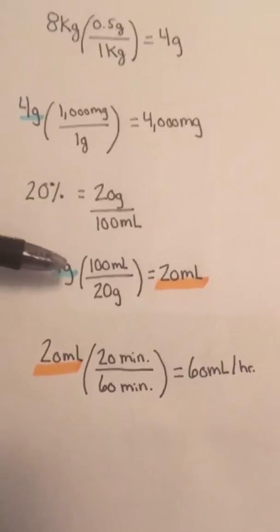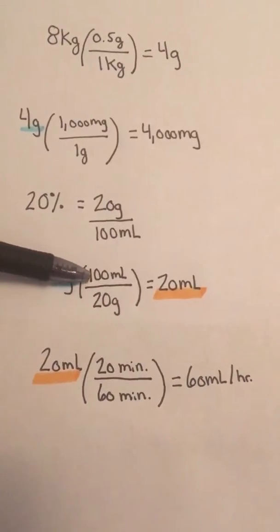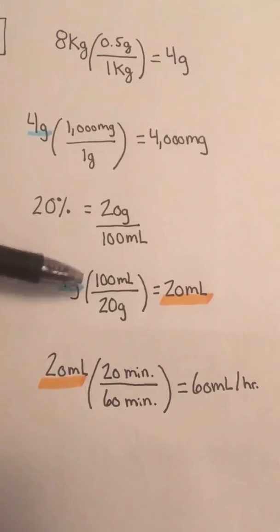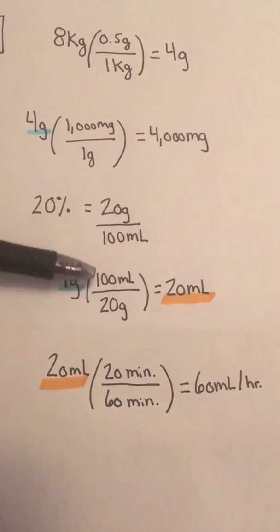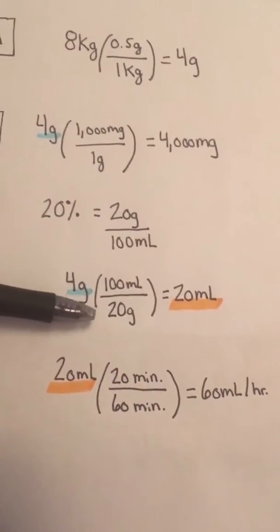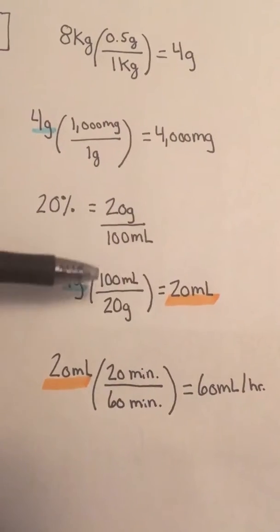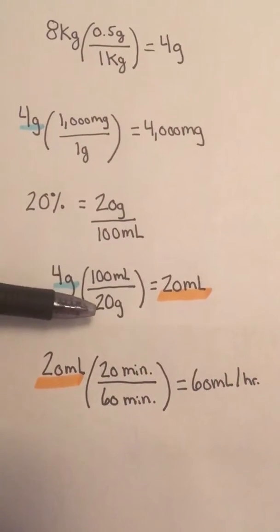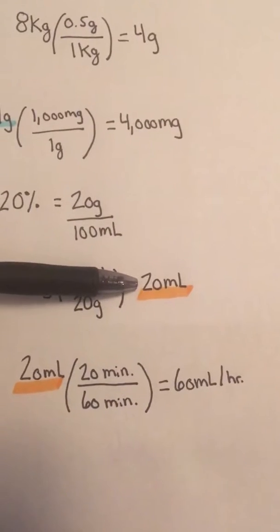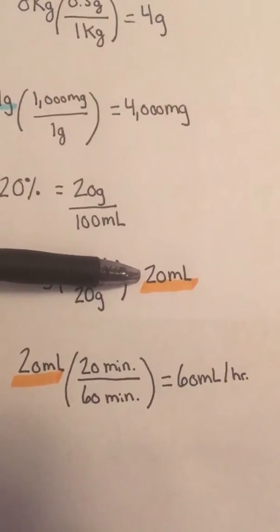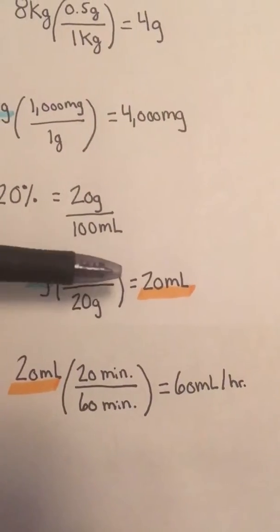problem. So we have 100 milliliters, because we want milliliters, we want grams to cancel out, we'll put milliliters on top. So we're going to do 4 times 100 divided by 20 grams, which is going to give us 20 milliliters. So 20 milliliters is how many milliliters Gus is going to receive.